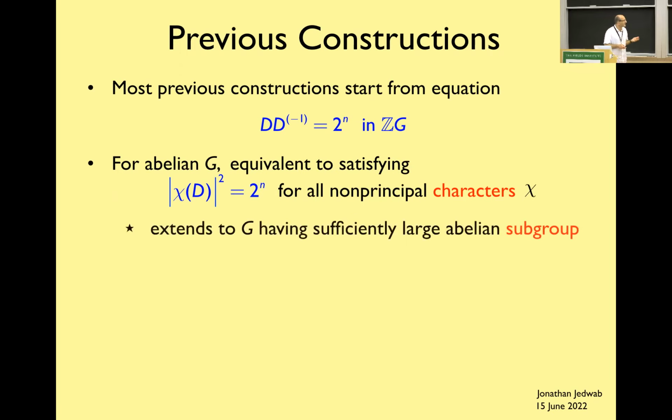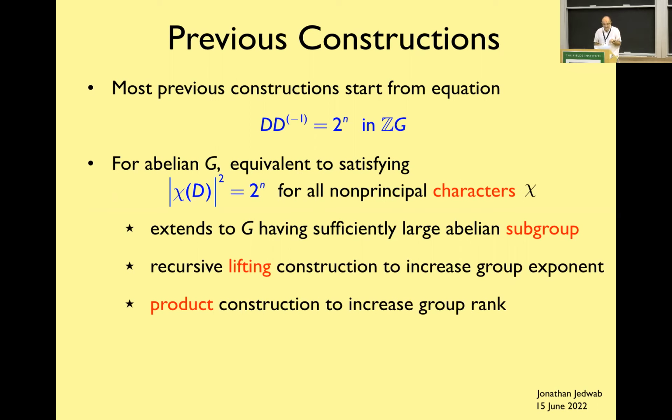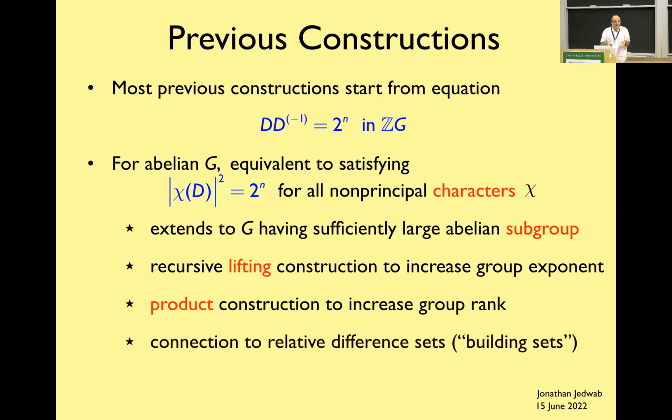And your group doesn't have to be abelian. If it has a large enough abelian subgroup, you can play the same game with character theory. And so we have a recursive lifting construction that takes a difference set in a group and moves to a group with larger exponent. We have a product construction that increases the rank of the group that we're working in. So between these two, we can do a load of stuff, and there's a connection there to relative difference sets, using something from a paper that Jim and I wrote in 1997, something we called building sets.